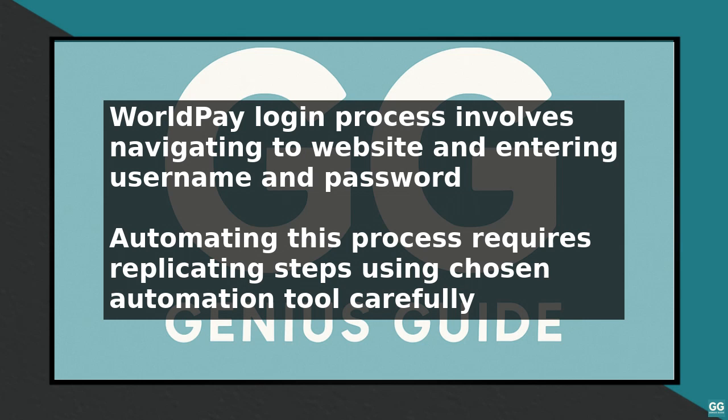Practical examples of automation tools and techniques include using Python with the Selenium library to automate web browser interactions, or using AutoIt to automate keyboard and mouse inputs. For example, you can use Python to launch a web browser, navigate to the WorldPay login page, fill in the username and password fields, and click the login button.